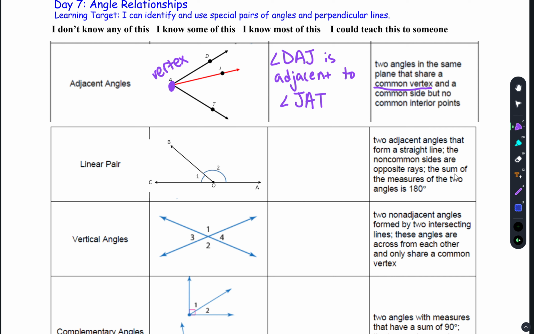Next up is a linear pair. Okay, a linear pair is just a fancy adjacent angle. So it's basically the exact same thing. They have a common vertex. They share a common side. However, the thing that makes it a linear pair, the fancy part, is that the sum of the two measures of the angles is 180. AKA, they form a straight line.